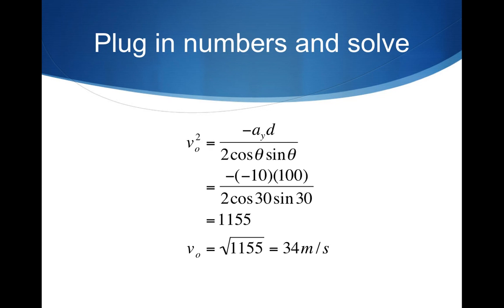Now it's time to plug in the numbers and solve. We can plug in for d 100 and for theta 30, and we get the answer ultimately of 34 meters per second.